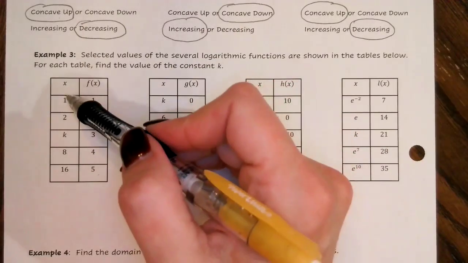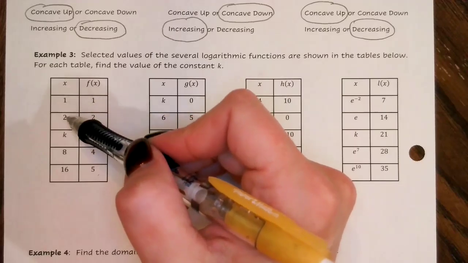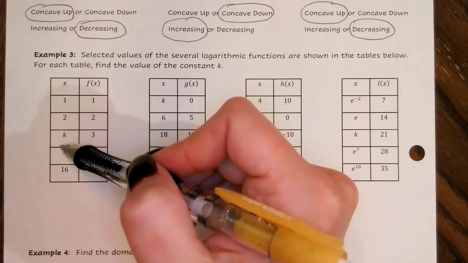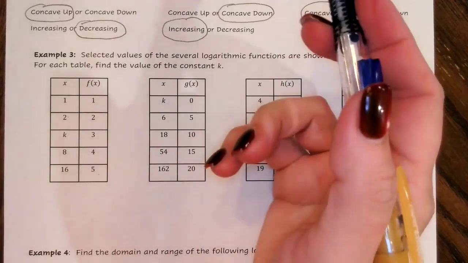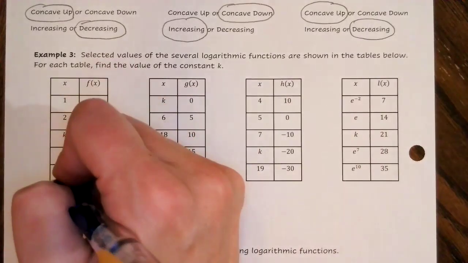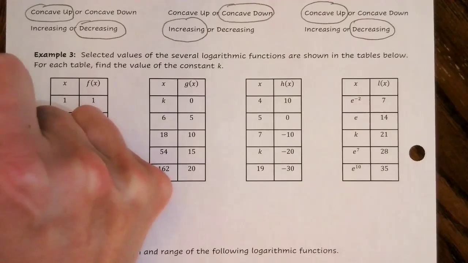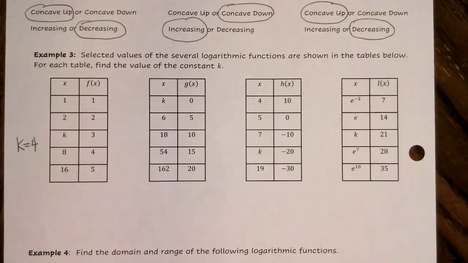But my x values multiplied times 2, and then multiplied times 2 again, and times 2 and times 2. I can find a pattern there, that the x values are being multiplied by 2. So my k value would be equal to 4. That would make it a logarithmic function. So let's talk about that.